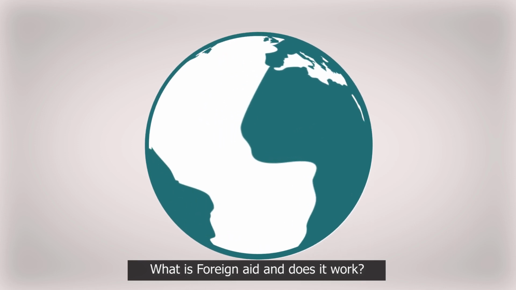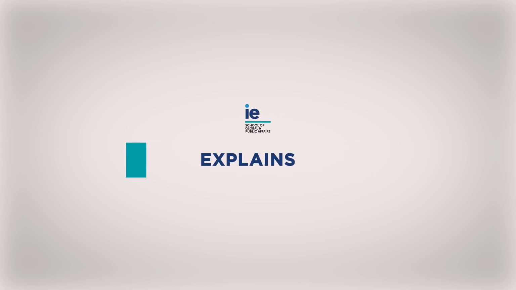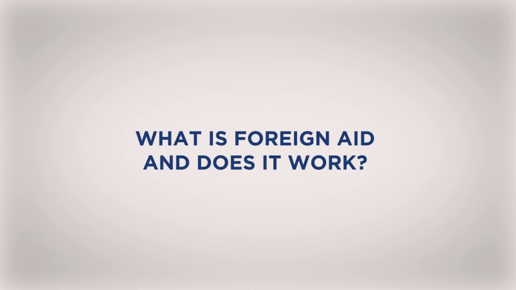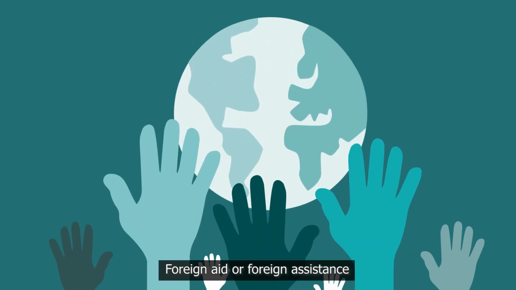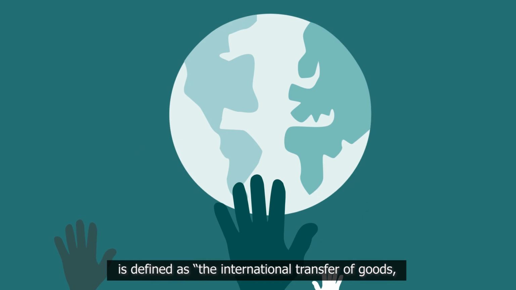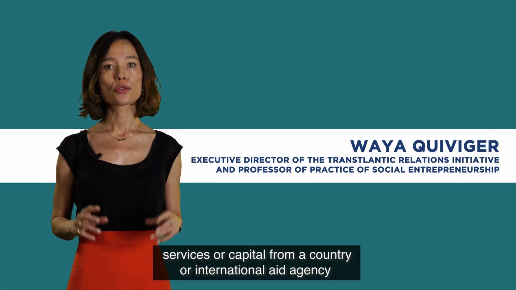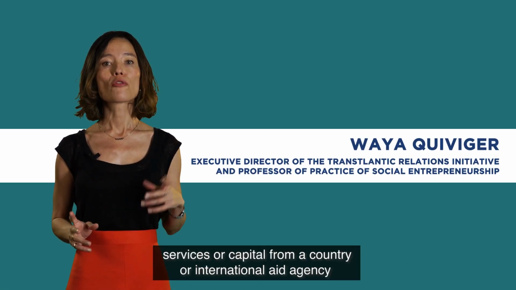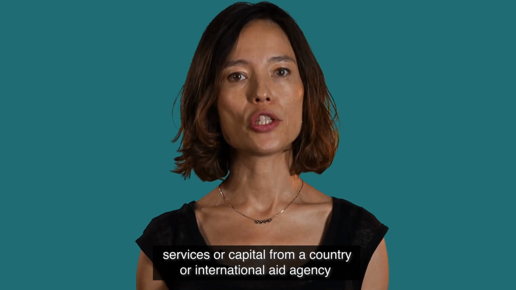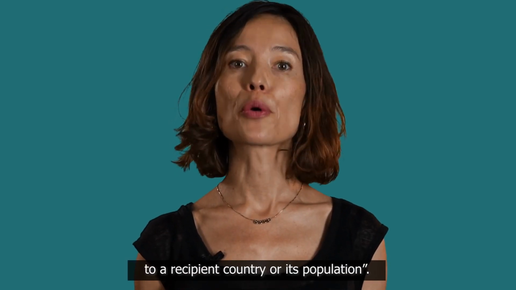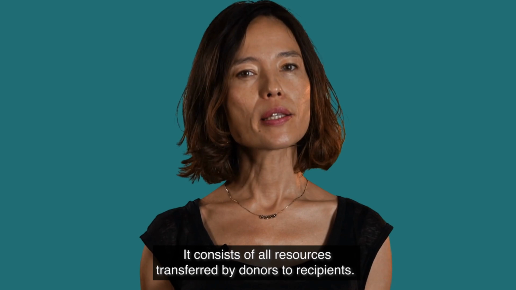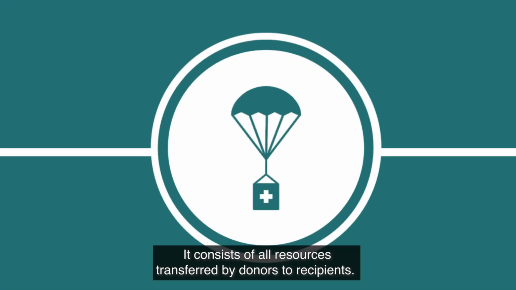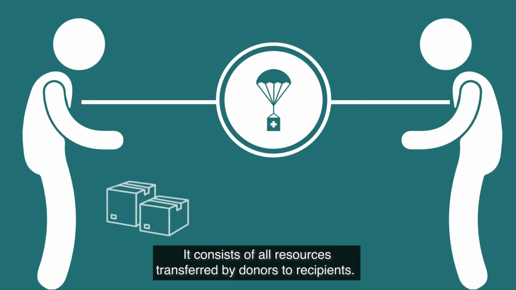What is foreign aid and does it work? Foreign aid, or foreign assistance, is defined as the international transfer of goods, services, or capital from a country or international aid agency to a recipient country or its population. It consists of all resources transferred by donors to recipients.